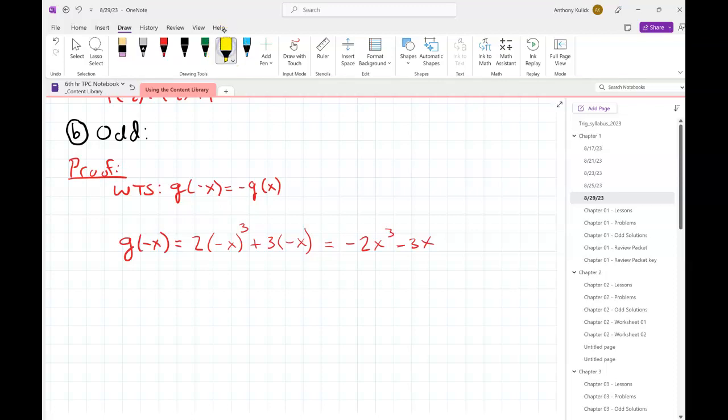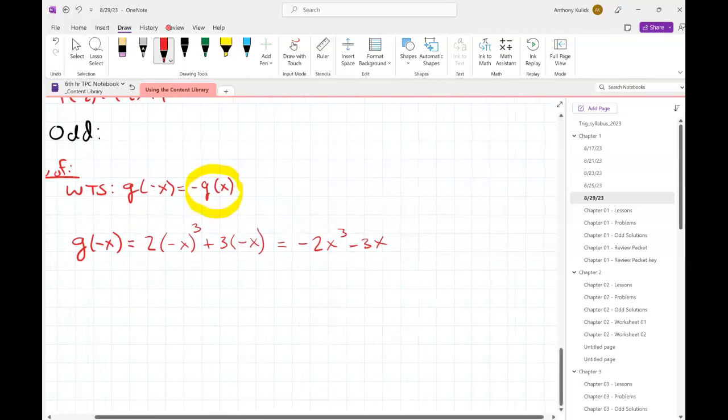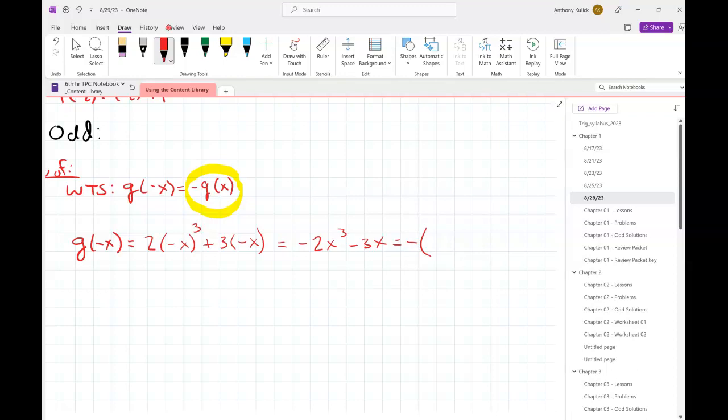What are we trying to end with again? Negative g of x. So now that I've simplified, what I'm going to do is factor off a negative because I know that I need to have that negative out front, since I want to end at negative g of x. So when I factor that negative sign off, negative 2x cubed becomes positive, and negative 3x becomes positive.